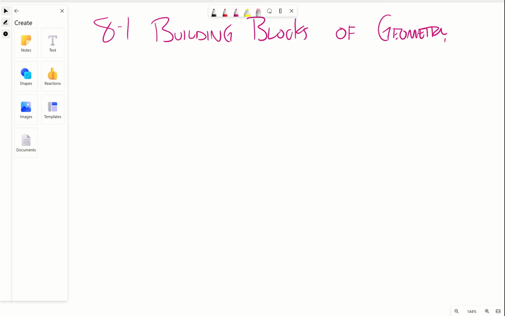We are getting into geometry. We are starting out strong with all things geometric. And today, we're going to go right to the beginning, the building blocks, the very basic foundation of geometry. We're going to talk about some things that all geometric shapes and figures are made out of.